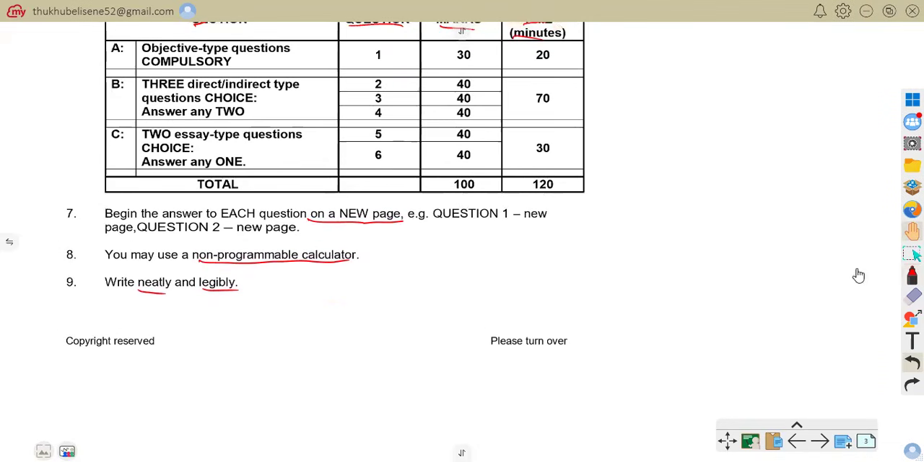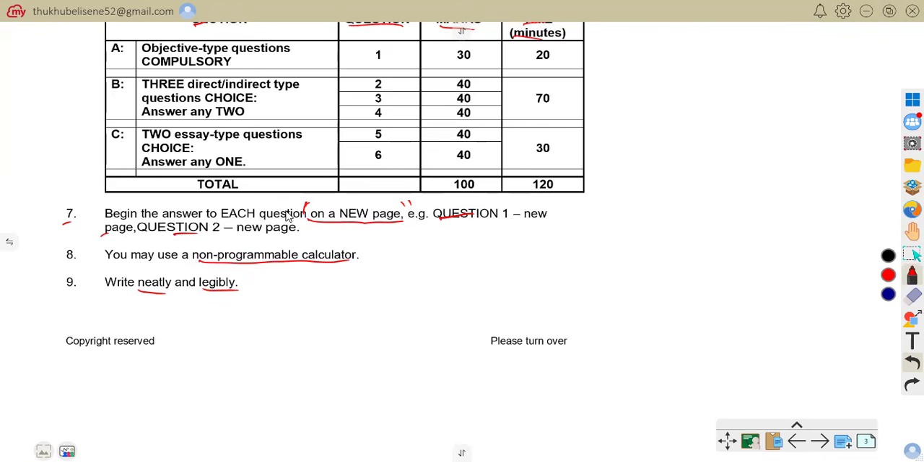Now let us go straight to instruction number 7: begin the answer to each question on a new page. Very important instruction. Each question must be started on a new page. For example, question 1 on a new page, question 2 on a new page. Simple as that.